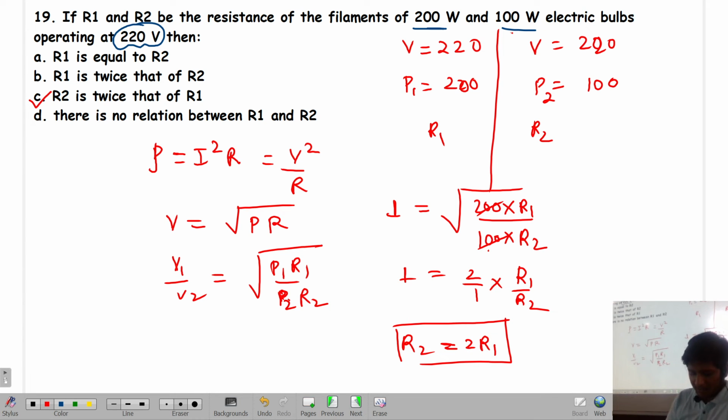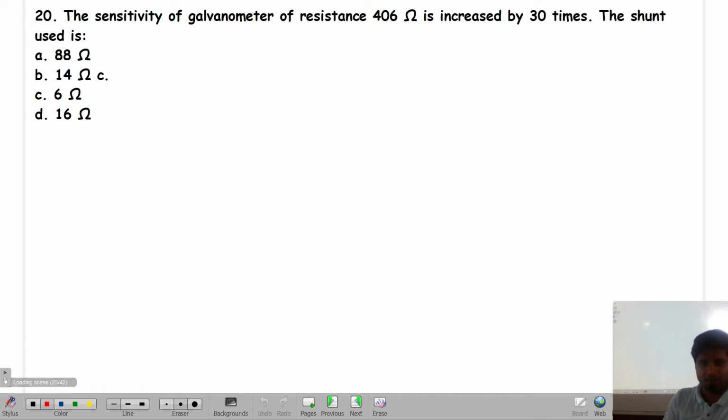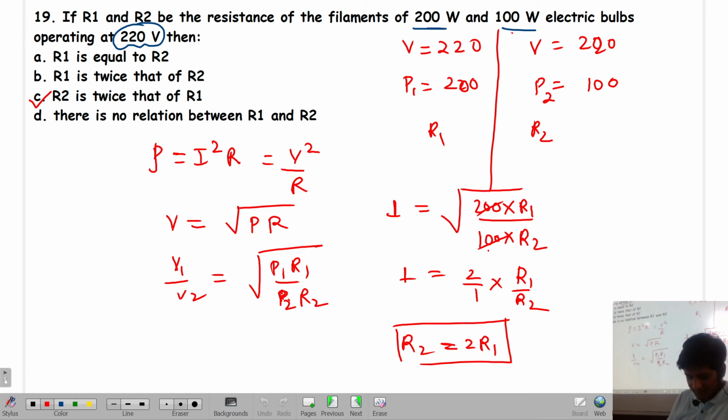Any kind of doubt? Anyone? Can you move ahead? 20. Previous question. Okay, write it fast. Chandru, write it fast. Yatilas, are you able to get it?